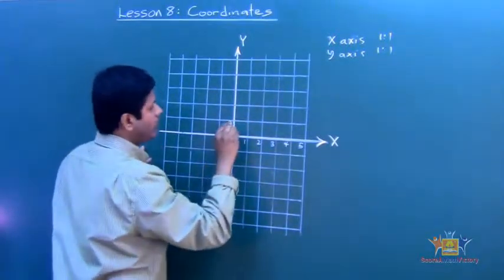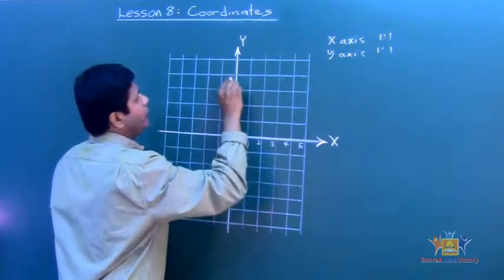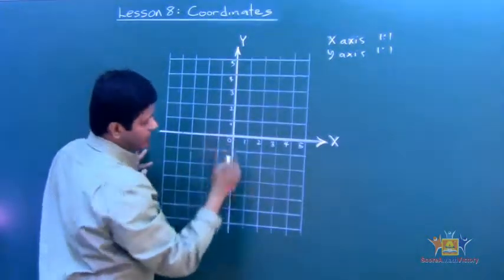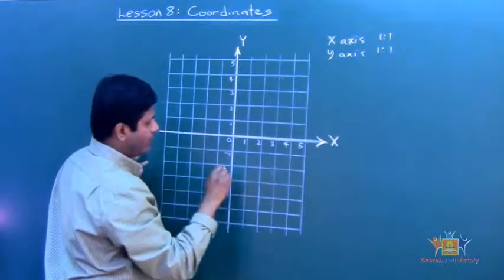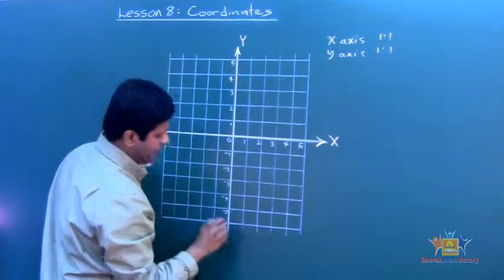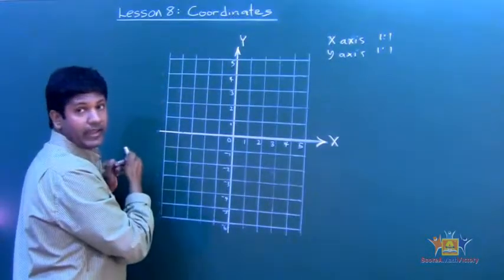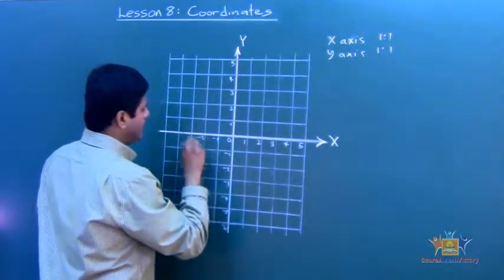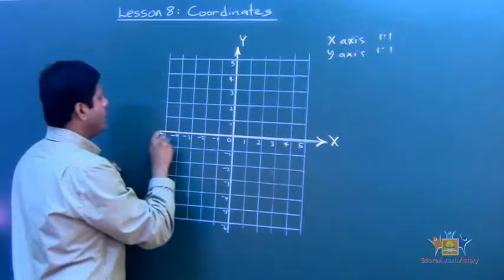So this one is going to be 1, 2, 3, 4, 5, and then when it goes down, it will be -1, -2, -3, -4, -5, -6. When you go to the left on the x-axis, it will be -1, -2, -3, -4, -5.